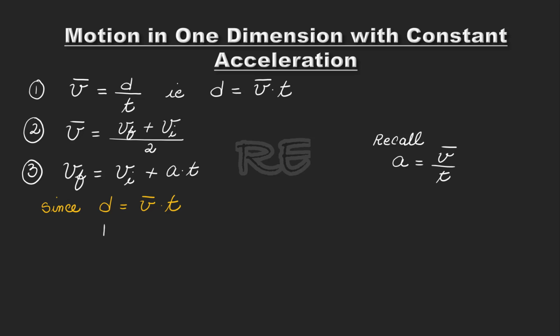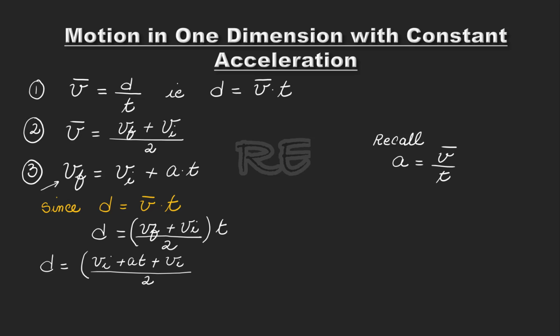Since displacement is average velocity multiplied by time, replacing the average velocity by Vf plus Vi over 2, displacement will be equal to Vf plus Vi over 2 multiplied by time. Since the final velocity is Vi plus At, displacement is equal to Vi plus At plus Vi over 2 multiplied by time.